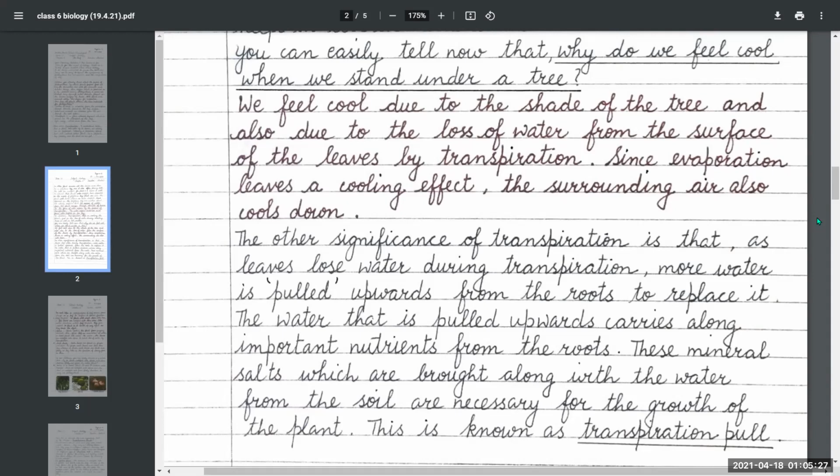Now, the other significance of transpiration is that as leaves lose water during transpiration, more water is pulled upwards from the roots to replace it. The water that is pulled upwards carries along important nutrients from the soil, from the roots. These mineral salts, which are brought along with the water from the soil, are necessary for the growth of the plant. This is known as transpiration pull.